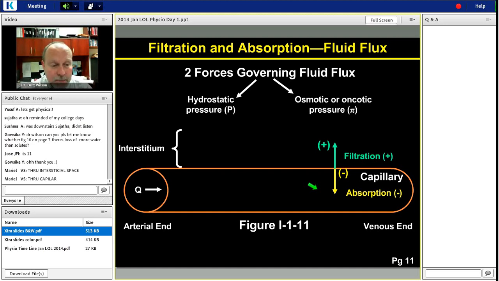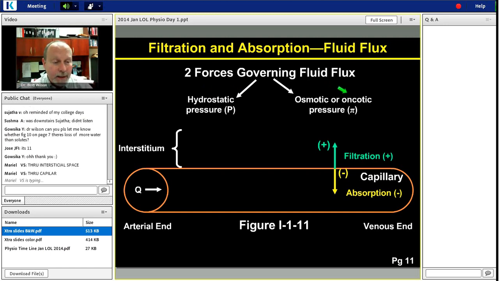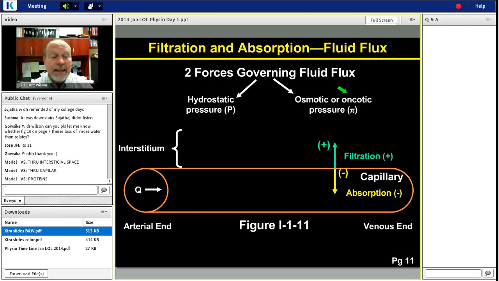Two things make water move: hydrostatic pressure differences, high pressure to low pressure, and osmotic forces. But we're going to call them oncotic. Oncotic just means osmotic. That's all it means. All right, here we go. We're going to start first with the hydrostatic pressure in the capillary. This is a force promoting filtration.